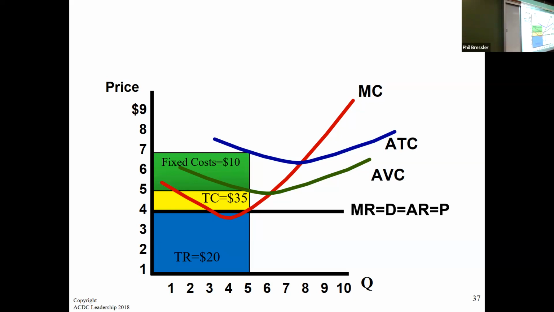So the shutdown rule is price below AVC. And I will tell you, anytime I saw an AVC on a graph, I'd be thinking about the shutdown rule, because they don't put them on every graph. That's just a test-taking thing, but I'd be aware of it.